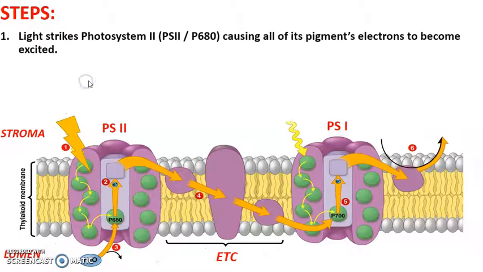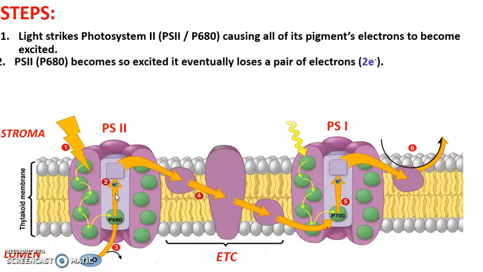So let's begin. Step 1 is light strikes photosystem 2, causing all of its pigments' electrons to become excited. So we can see the flashing yellow symbol for light. It's striking photosystem 2 here, exciting all these electrons, and eventually it's going to cause this last pigment molecule, which is chlorophyll A, sometimes also referred to as P680, to lose a pair of electrons.